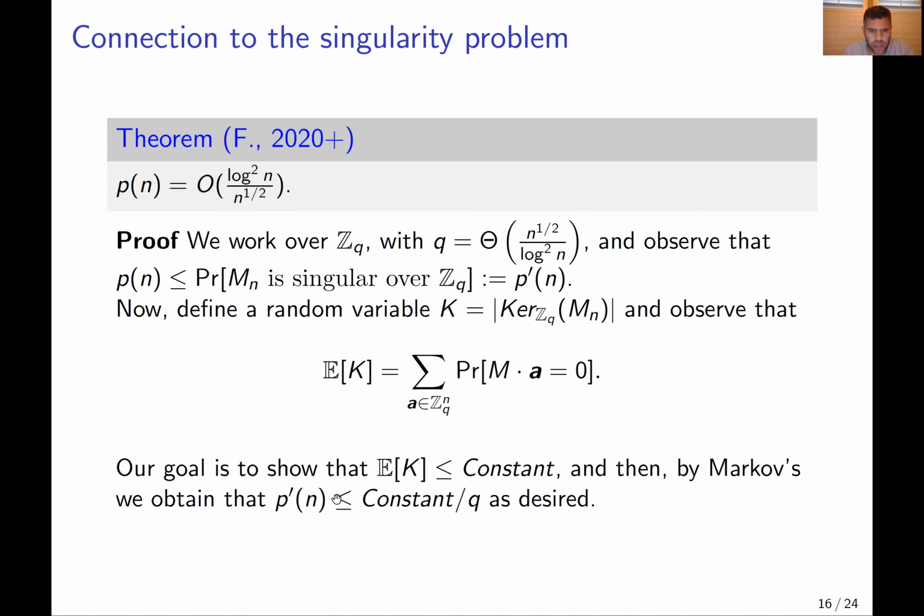And so what's the goal? The goal is just to show that this expectation is at most some constant. Then by Markov's inequality, we obtain that p prime n, the probability to be singular over Z_q, is at most a constant over q. Because what does it mean to be singular? It means that you have a kernel of size at least q, because the kernel is a vector subspace of Z_q to the n. So by Markov's inequality, we get that p prime n is at most this constant that we see here divided by q.